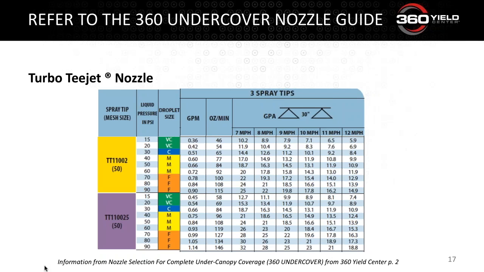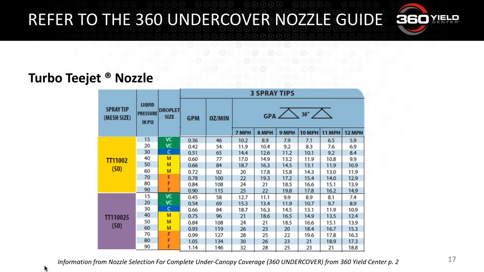We know we want to run 9 miles an hour. We said we wanted to run 15 gallons per acre. So if I go under 9 mile an hour, I find 14.5 and 15.8. I don't find 15 exactly, but I know that 15 is going to land right between those two. I want to look at two things: what pressure I'm going to need to run to get that gallons per acre, and what droplet size I'm going to create at that pressure. With the 1102, I'm going to be creating a medium-sized droplet at about 55 PSI, which gets me right at my 15.